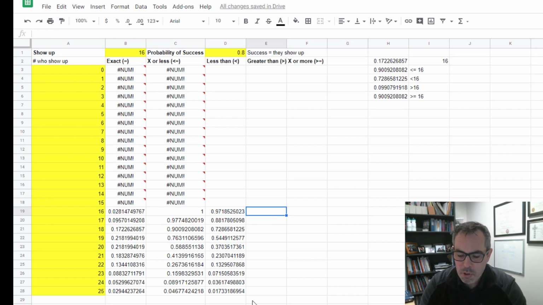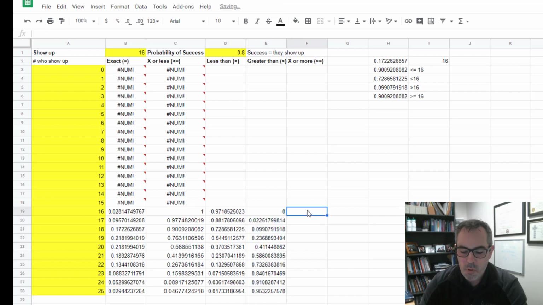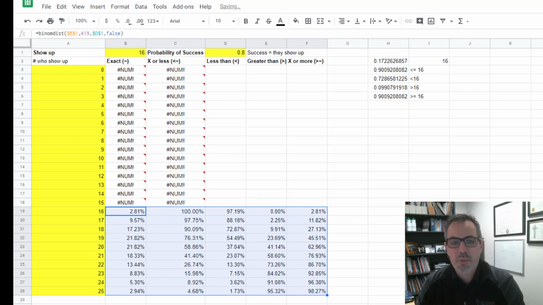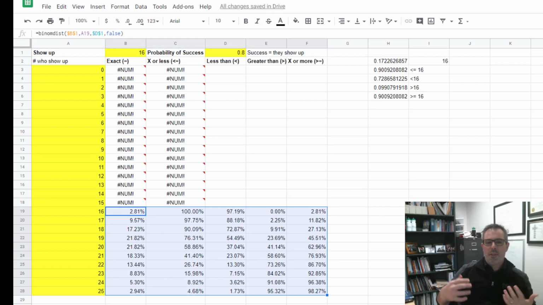More than 16 people show up, remember, just like we did over here, equals 1 minus. If it's greater than 16 people, 1 minus less than or equal to 16. And 16 or more, that is going to basically be 1 minus less than 16. And so I have these formulas set up. I could take all of these things and show them as a percentage if I wanted to do that.